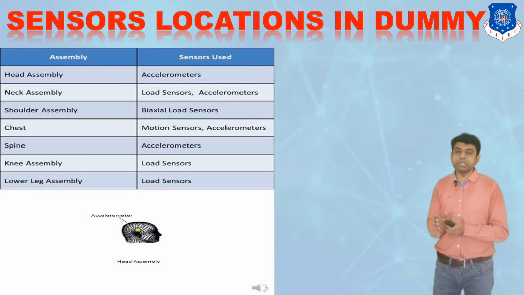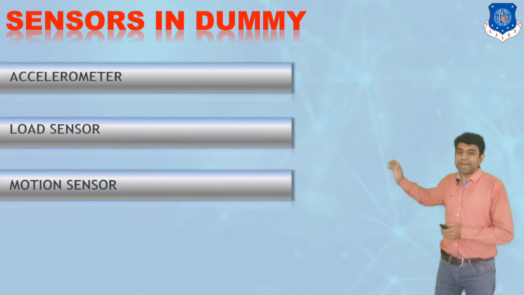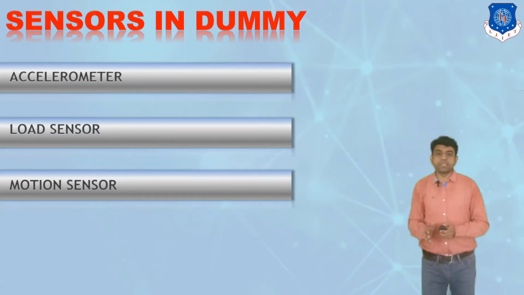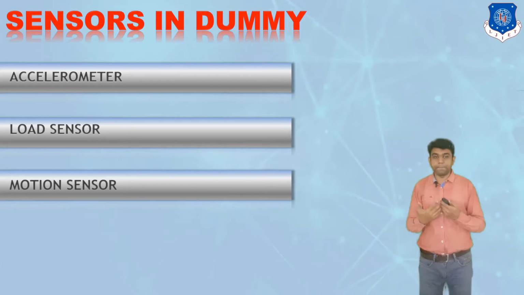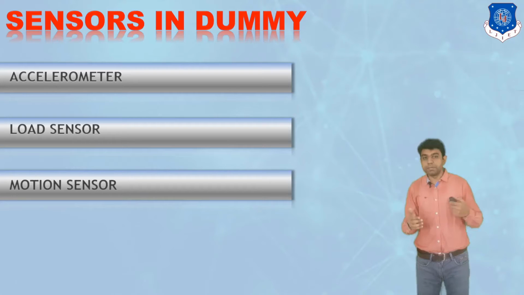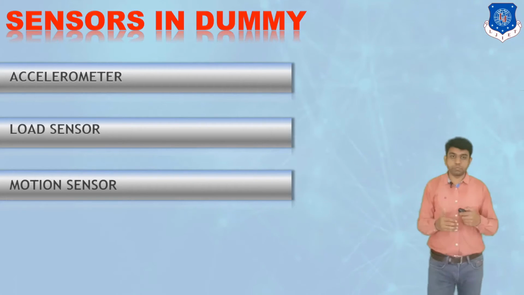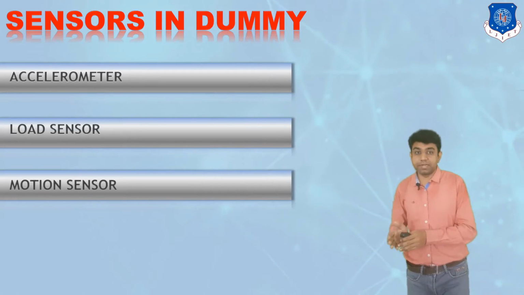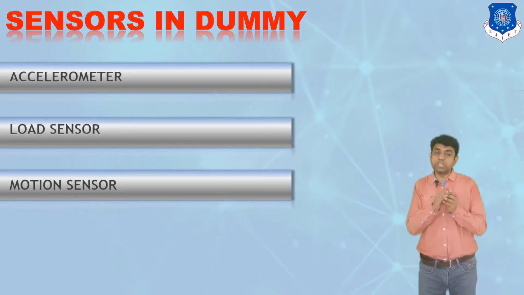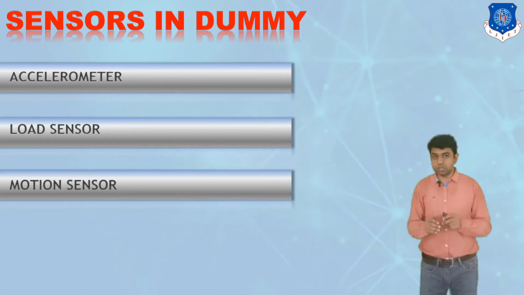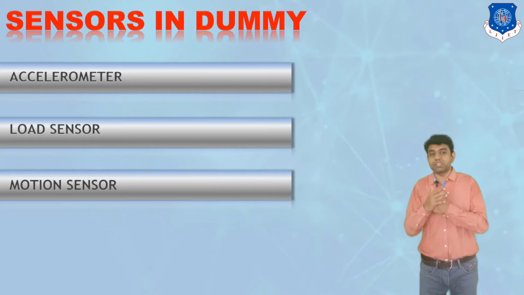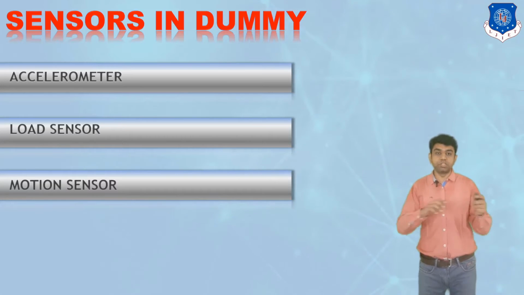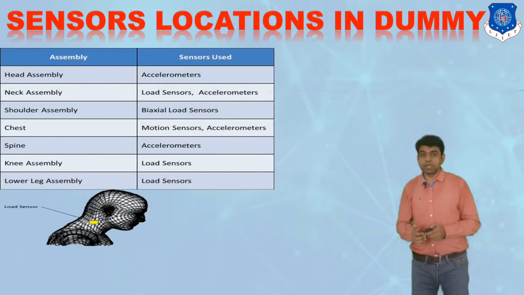We need to have three particular sensors in the dummy, that is the accelerometer sensor, load sensor and the motion sensor. The accelerometer sensor will give you the value of the speed at which the dummy actually moves, that is the increase in speed once the accident happens. The load sensor gives you an idea about how much injury can happen to the dummy, because it shows how much impact is acting on the dummy. And the motion sensor shows in which direction the dummy is traveling when the accident happens.